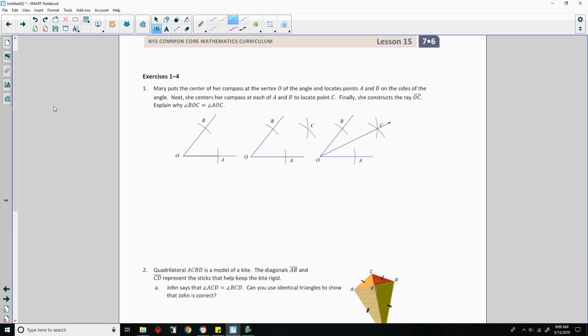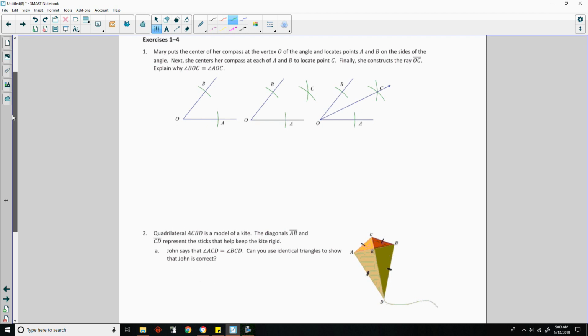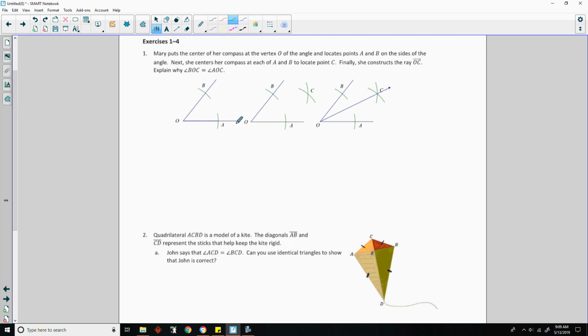Okay, page 2, lessons 1 through 4, exercises. So these are exercises, so pause the video, see if you can answer them, and then unpause the video and check your solutions. So number 1 says, Mary puts the center of her compass at the vertex O. So I'm going to go through these little steps as they say. So what they're saying is she put her compass at the center vertex O, like so.